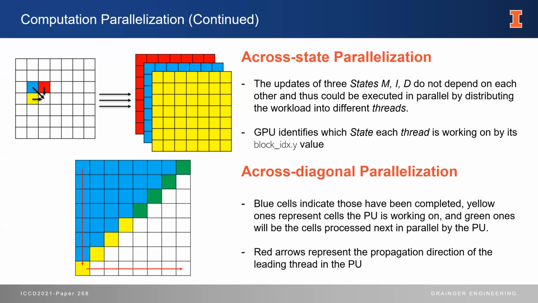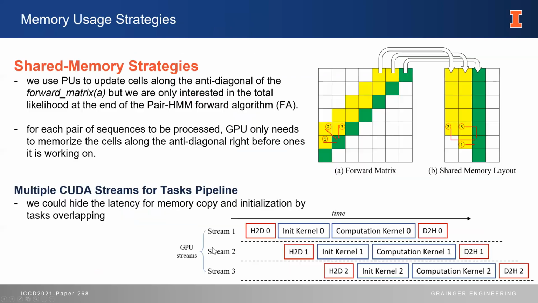And for the cross-diagonal parallelization, the figure on the left assumes that the processing unit has a length of 4. The yellow cells are currently being worked on, and the green ones are what it will work on next. The bottom left one is the leading cell of the current calculation, and the moving direction is indicated by the red arrow. You first go down, and then go horizontally to the right until we update the last, bottom right cell for the total likelihood.